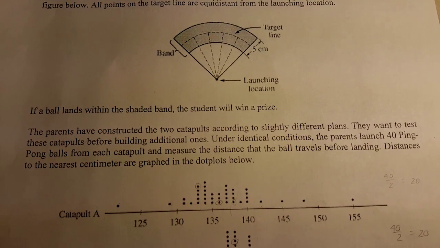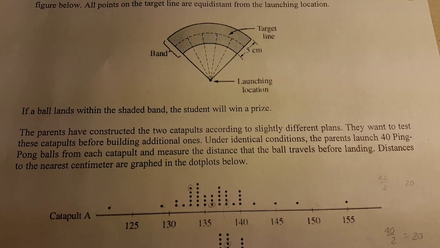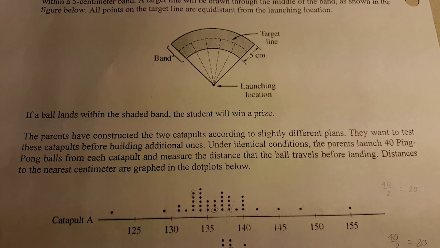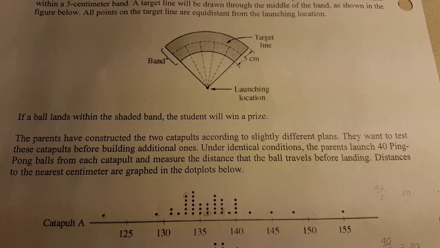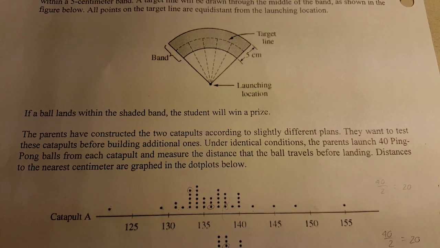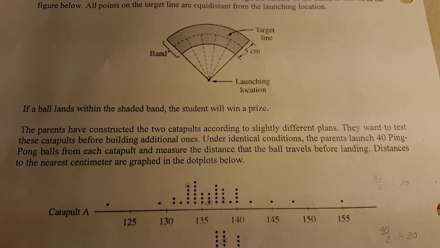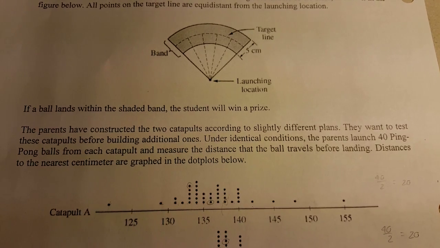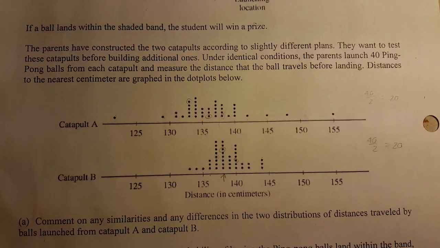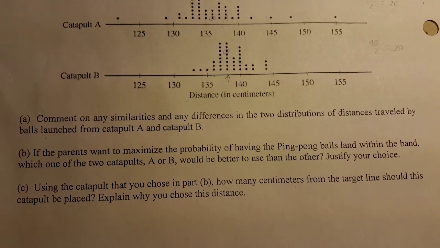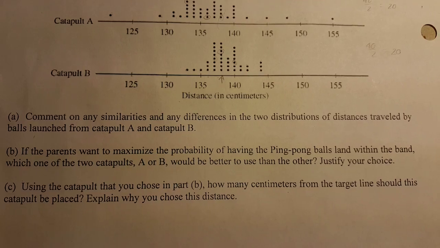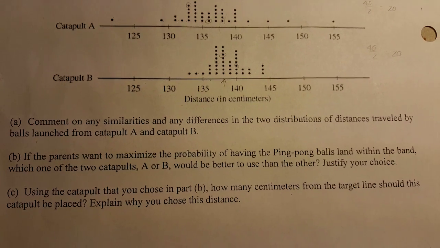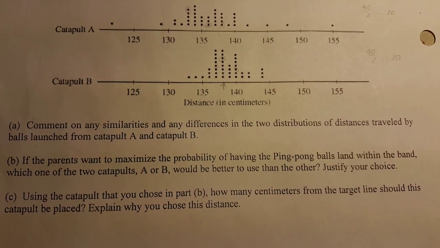The parents have constructed the two catapults according to slightly different plans. They want to test these catapults before building additional ones. Under identical conditions, the parents launch 40 ping pong balls from each catapult and measure the distance that the ball travels before landing. Distances to the nearest centimeter are graphed in the dot plots below. Alright, A. Comment on any similarities and any differences in the two distributions of distances traveled by balls launched from catapult A and catapult B.